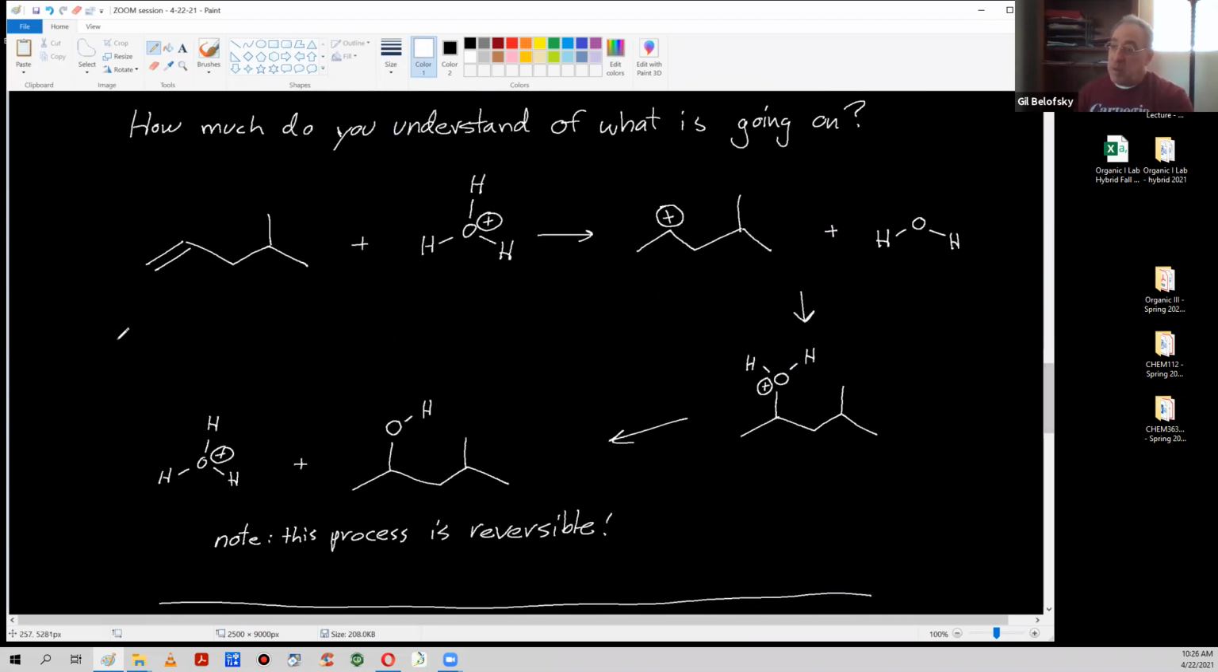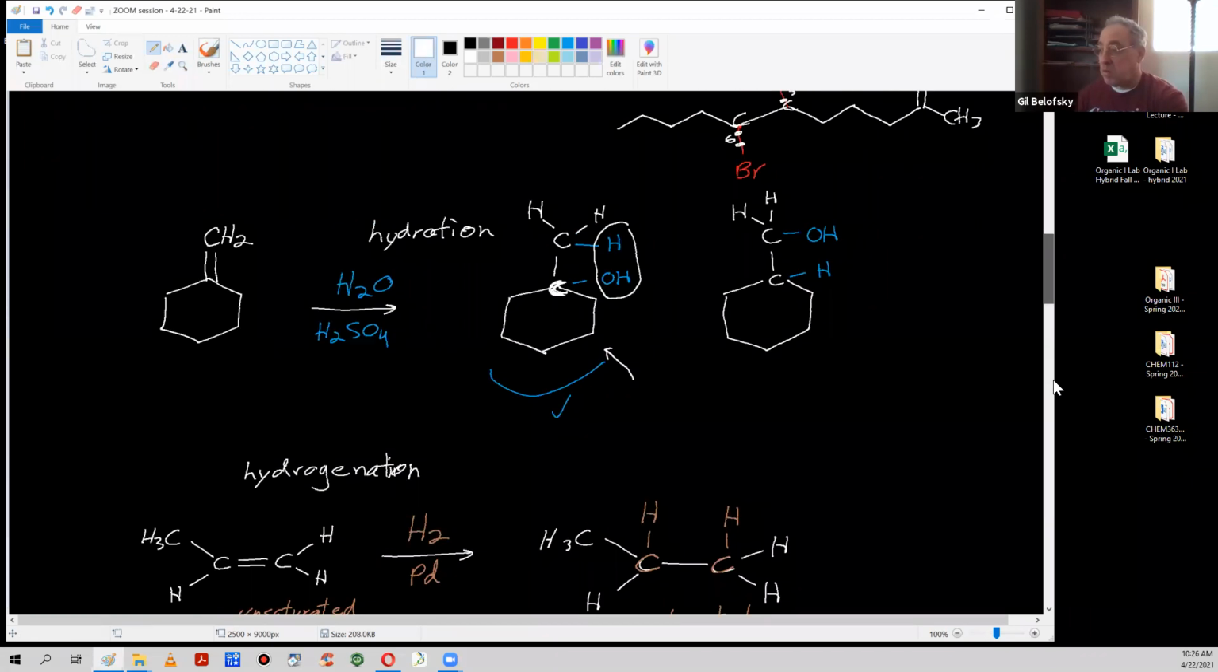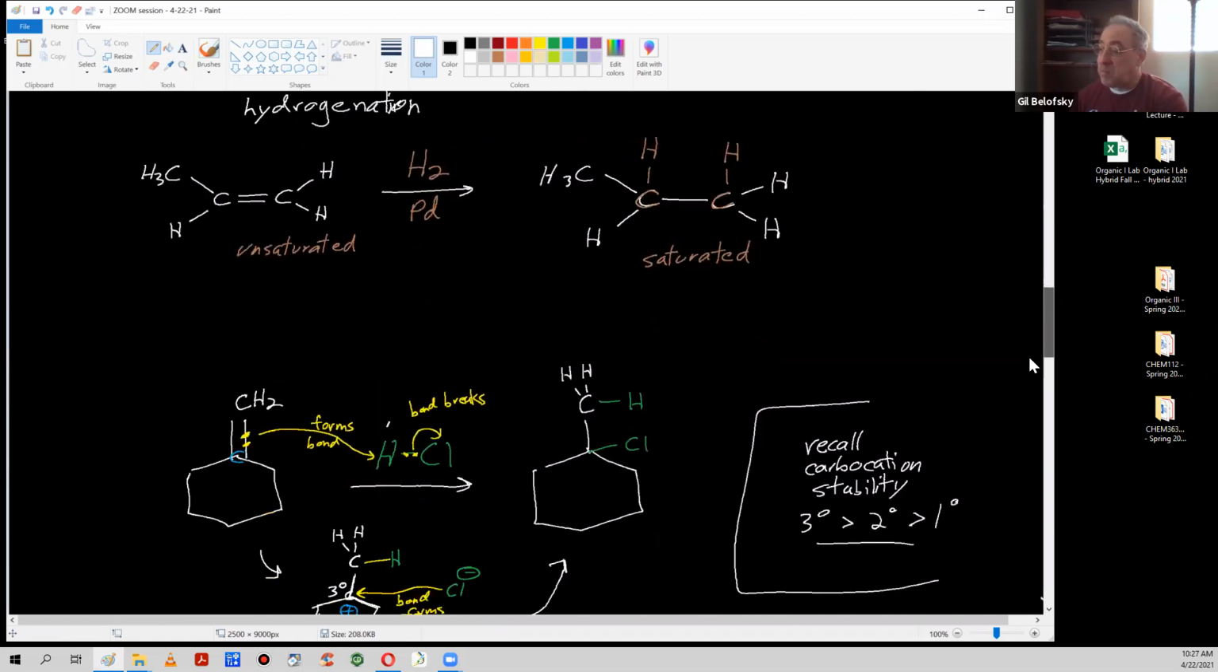So how much is understood of what's going on? This would be a good test, because what we saw up here with adding water, we could start to think, well, is this really that different from HCl? Kind of not, right? We started with the same molecule, and the H ended up adding to this carbon, and OH adding to this carbon, and this did not form. So it really looks a lot the same to me.